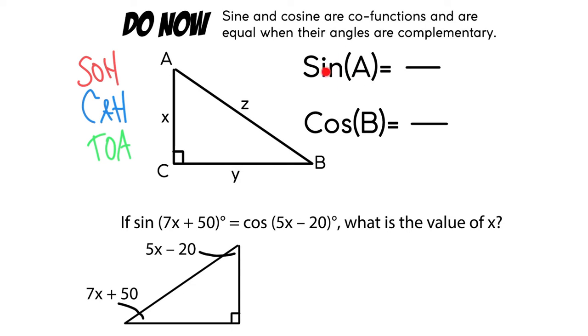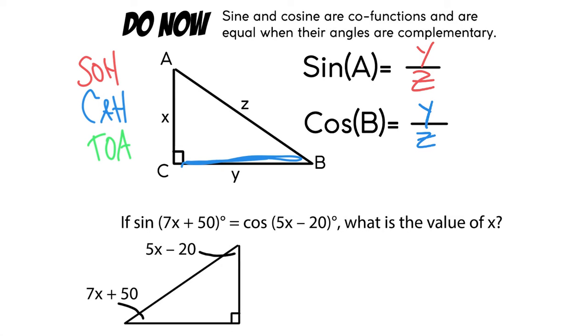So if we're talking about the sine of A, I'm going to reference this and I can see it's opposite over hypotenuse. So the opposite of angle A is y. The hypotenuse, of course, is z. So I'm going to write down y over z. That makes total sense. And the cosine of angle B is what? It's the adjacent side, which is this side right here. It's going to be y over z.